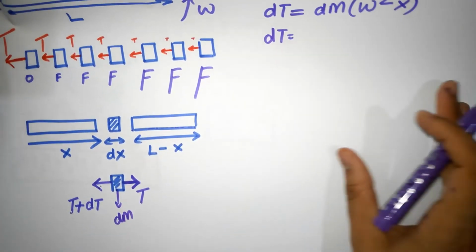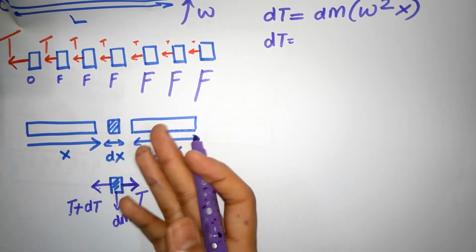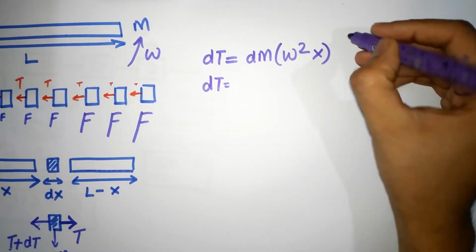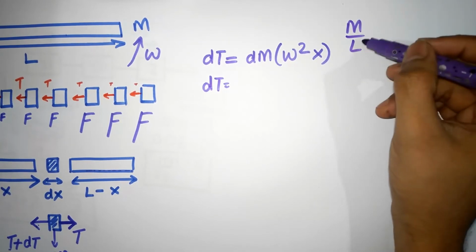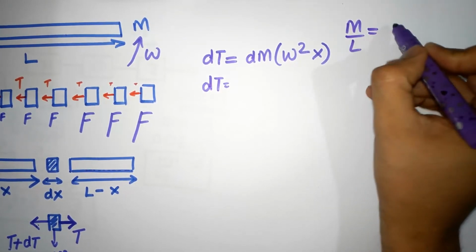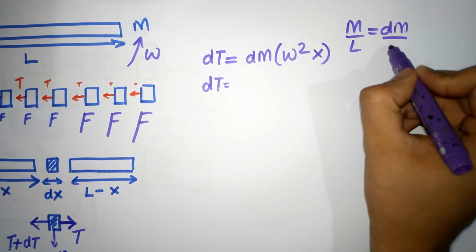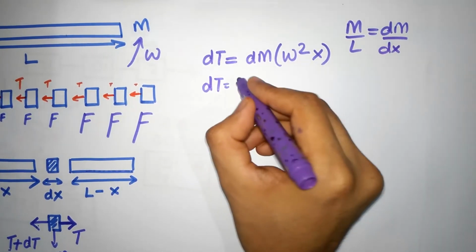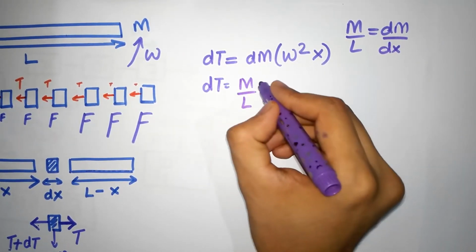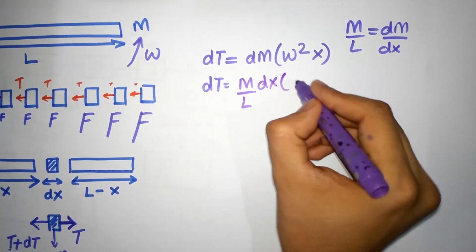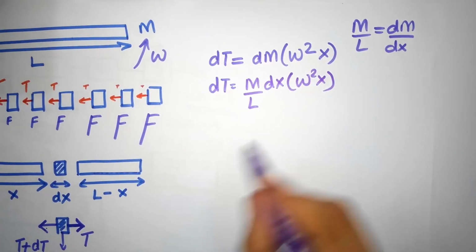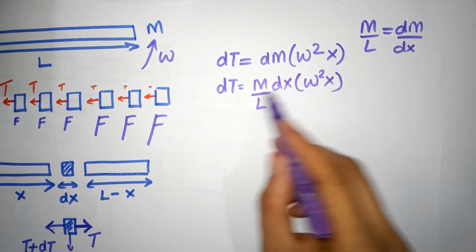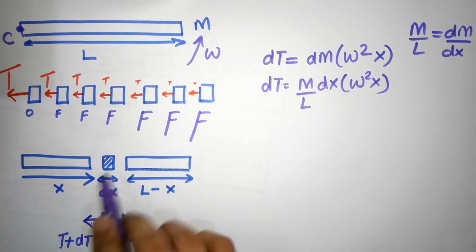How do I figure that out? Well, we can just assume the density is a constant. So let me do that over here. We can say linear density, mass by length of the entire rope, must be equal to linear density dm by dx. So dm turns out to be m divided by L times dx into omega squared x. Okay, so we now have the net force on this little fellow.